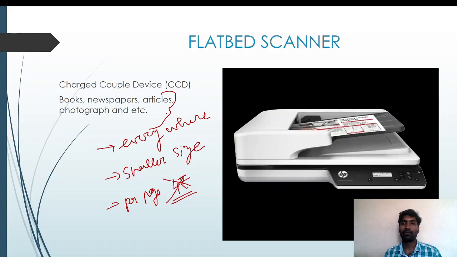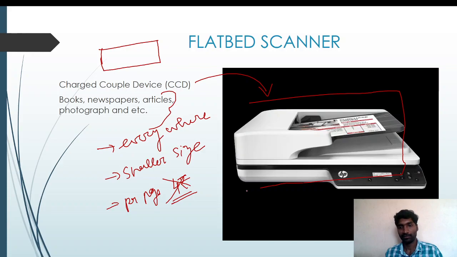Comparing to the drum scanner, flatbed is smaller in size. Okay, and you can carry it everywhere. So flatbed means what? Bed, how will it be? Bed will be like this, correct? So see, a flat bed. Why are we telling this? Because it is small in size. It is very small. The width is less. Here the width is very less.